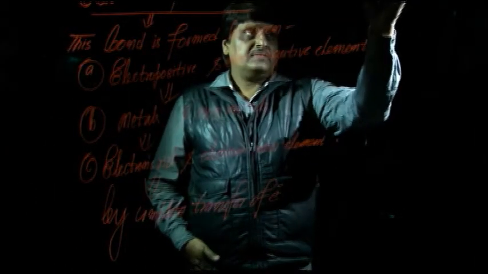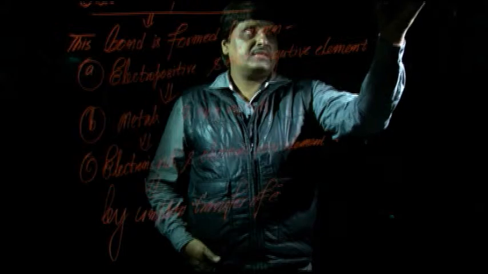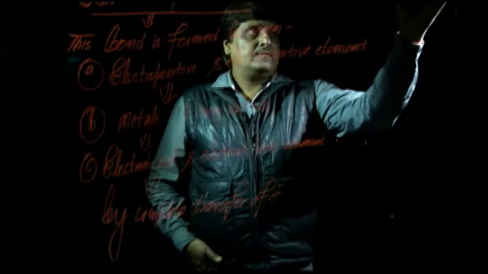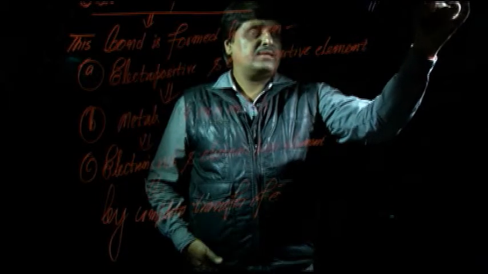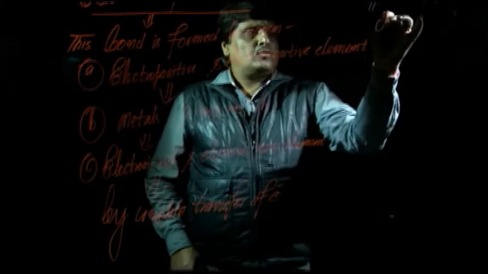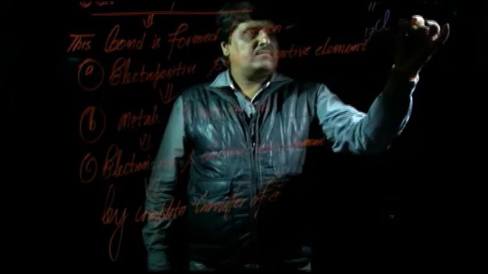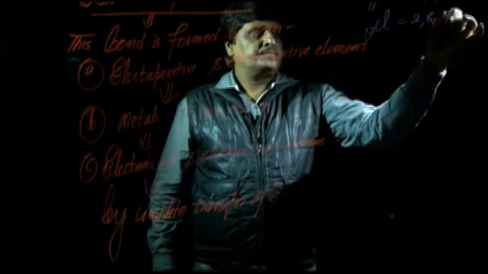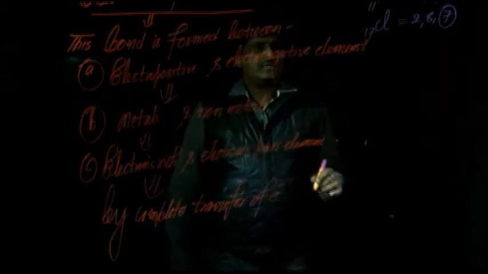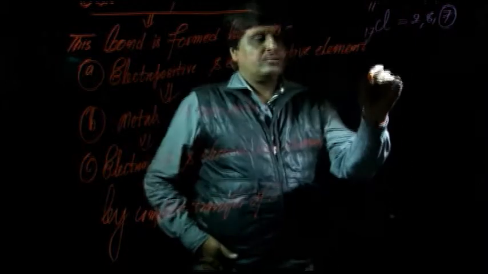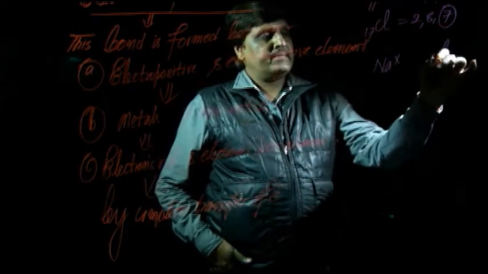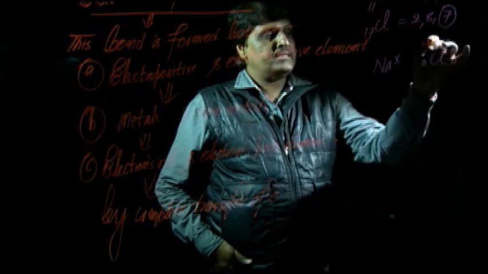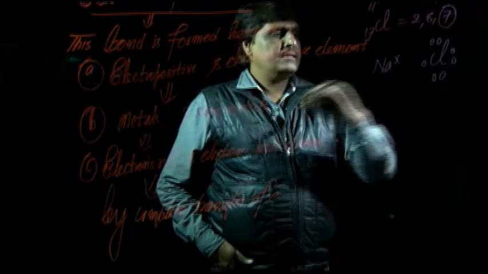For example, sodium, atomic number 11, it has valency 1. Chlorine, atomic number 17, valency 7. Sodium has 1 electron and chlorine has 7 electrons. So, in bond formation, 1 electron of sodium and 7 electrons of chlorine will participate.